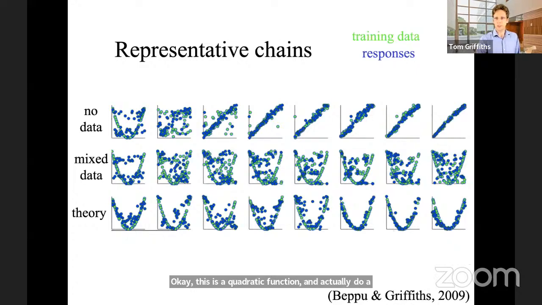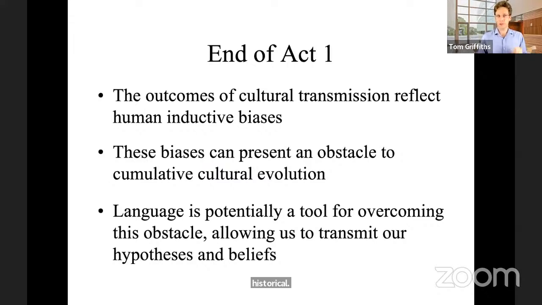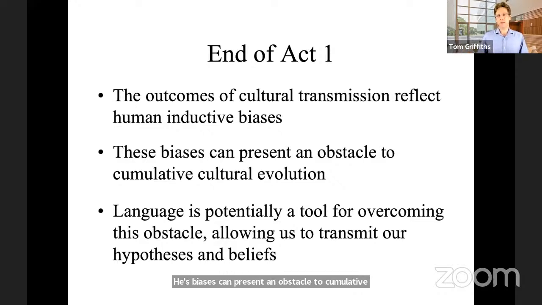Okay, so this is the end of Act 1. As I said, it's mostly historical, but here's what it suggests, right? First of all, the outcomes of cultural transmission reflect human inductive biases. These biases can present an obstacle to cumulative cultural evolution. And then maybe the way to think about language is it's a tool that we can use for overcoming that obstacle, allowing us to transmit our hypotheses, right? And get posterior distributions out of our heads and make them into the prior distributions of the next generation.